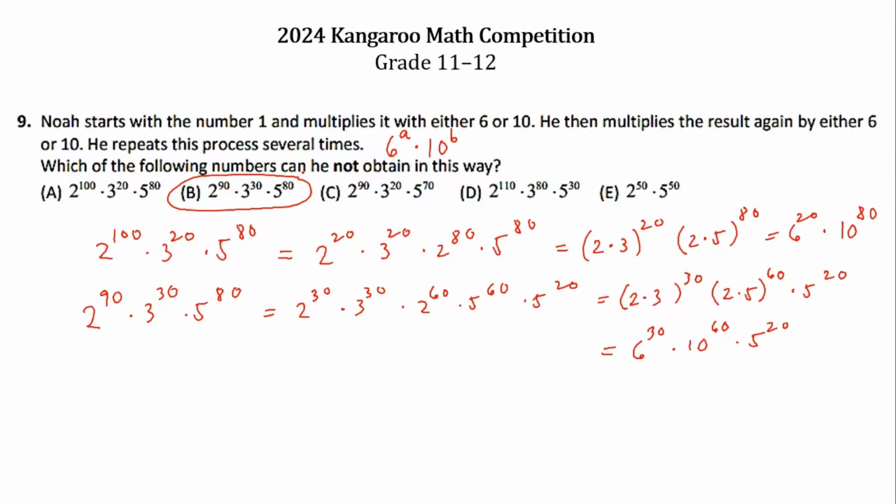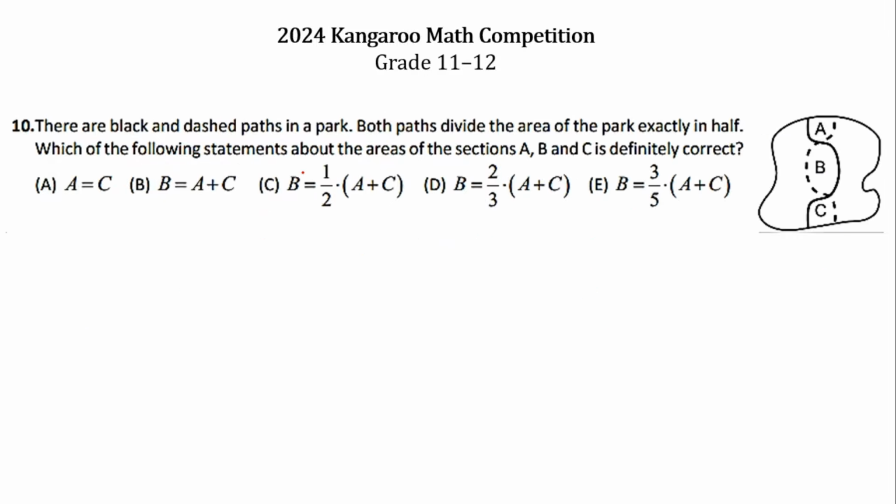Okay, so we have item number 10. There are black and dashed paths in a park. Alright, both paths divide the area of the park exactly in half. So this one divides the figure into 2 equal parts. The same is true with the dashed curve. Now the question is, which of the following statements about the areas of the sections A, B, and C is definitely correct?